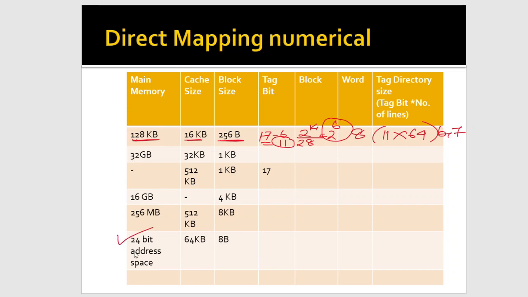What information is given? 24-bit address space means the main memory address is 24 bits. That is B plus W is 24 bits. And the block size is 8. So block size 8 means the word offset, or block offset, will be 2 to the 3. So it will be 3 bits.